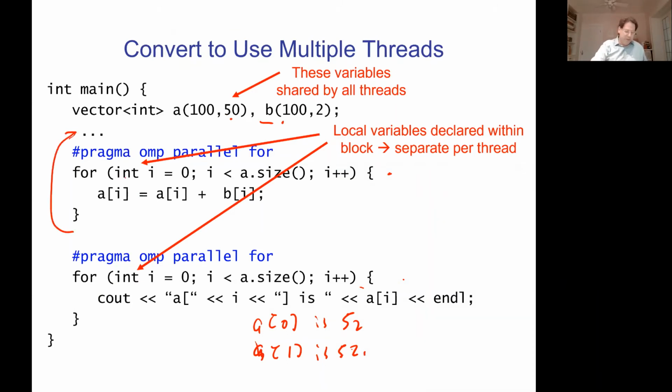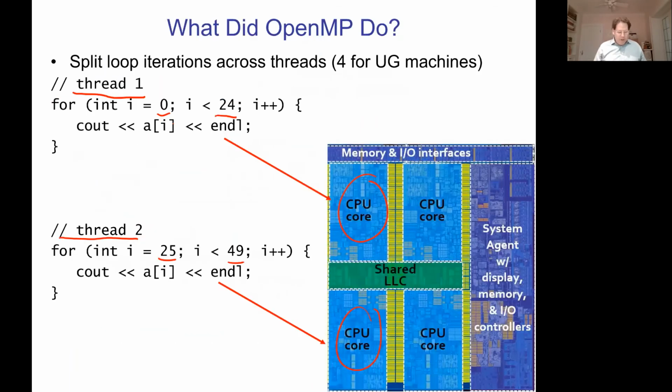It works fine because every thread is updating a different entry of the A vector, so there's no problem. Even though they all see the same A vector, they're all updating a different part of it, so it all works fine. But the problem occurs here in the second loop where they're writing to cout. So I have 4 threads writing to cout at the same time, and what happens is just kind of chaos. They interleave their output. It doesn't really make any sense.